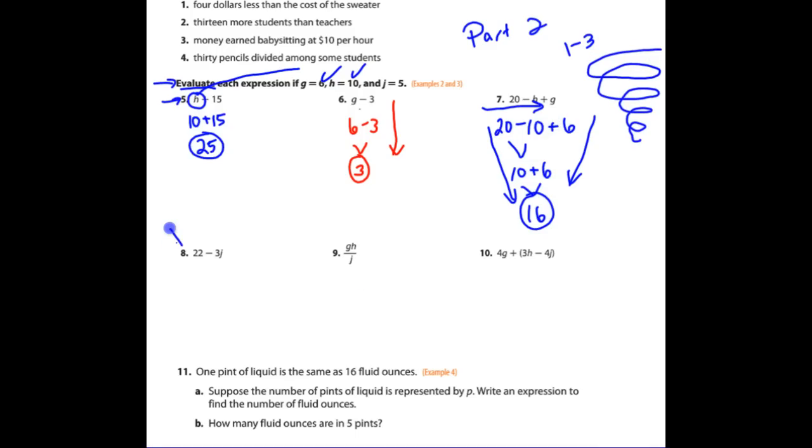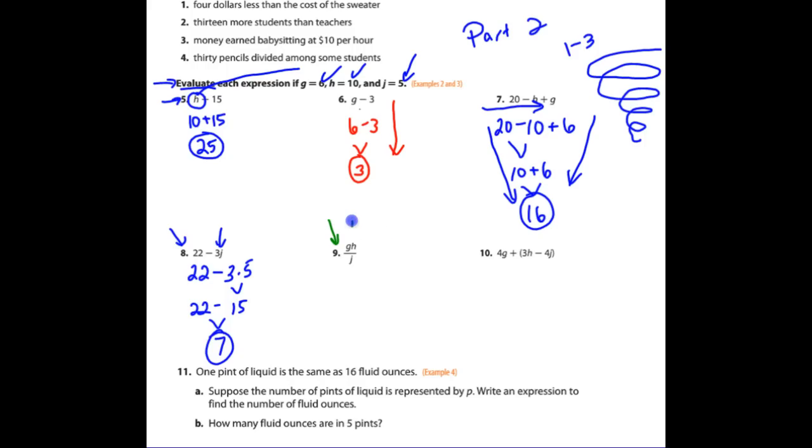Here's number 8. Now this does get a little trickier in the bottom line here. You have 22 minus 3j, and 3j means 3 times j. Up here we see j is 5. 3 times 5. So to evaluate this, order of operations says you do multiplication first. So you have 22 minus 15, and 22 minus 15 is 7. There's 7. How about green? I have not used green. I'll use it on number 9.